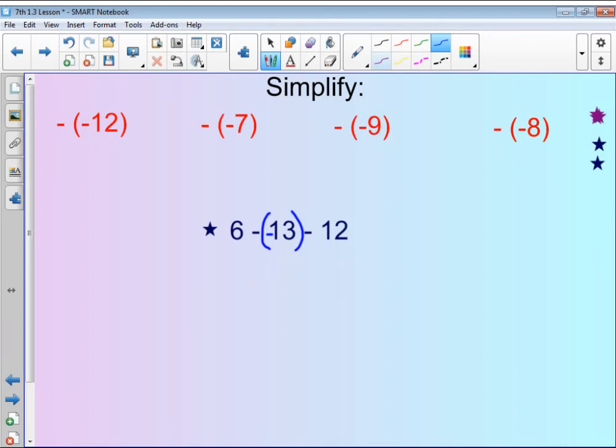You should have ended up, when you worked through this problem, with an answer of 7. Okay? If you didn't get that, check with me, check with a partner, see if you can figure out where you made your mistake.